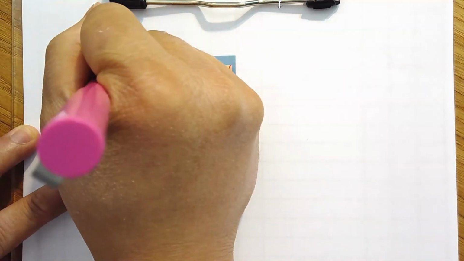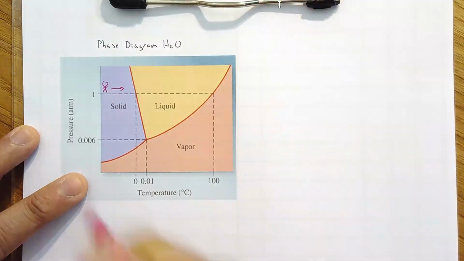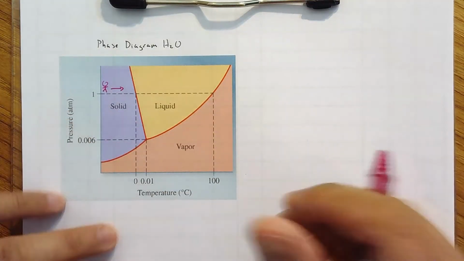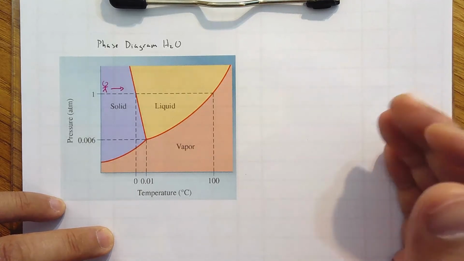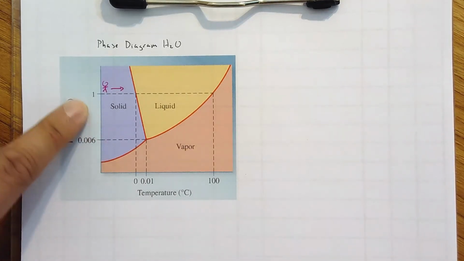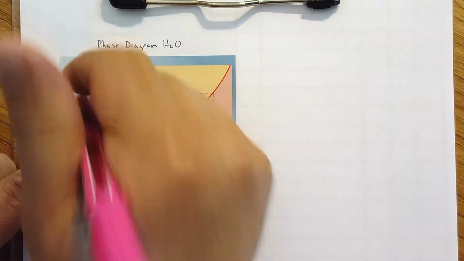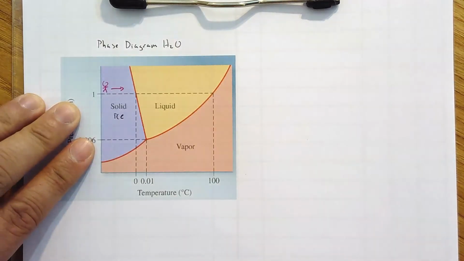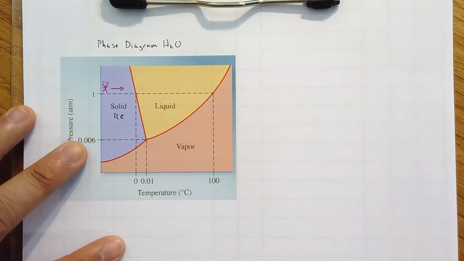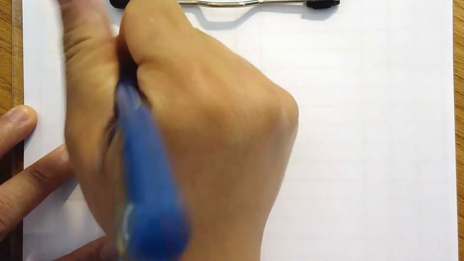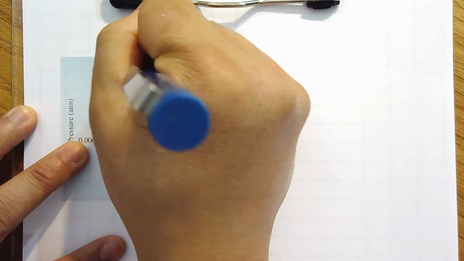Let's start here again at 1 atm and start walking. This is atmospheric pressure, the pressure that's typically at sea level. As you're walking across, we're at very low temperature, solid. This is ice. You know that ice melts, so we're going to come across and hit this point here, the boundary between solid and liquid.